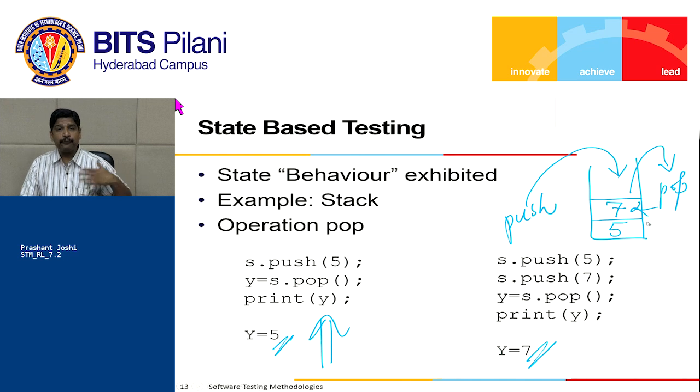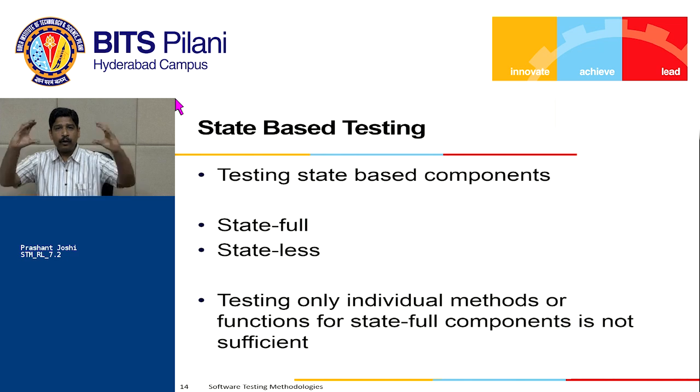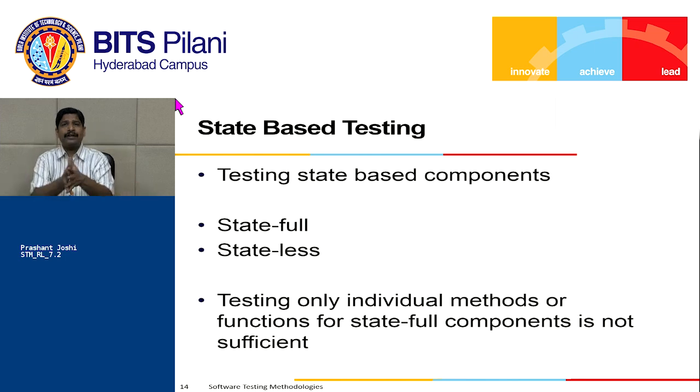So it becomes stateful behavior. And how do we model this? This is state-based testing, and once you have modeled it, we would want to look at statefulness and statelessness of each of these methods or functions. If you only look at those methods, it may not be sufficient, because you have to put the whole thing together and make sure that it's moving per the states.